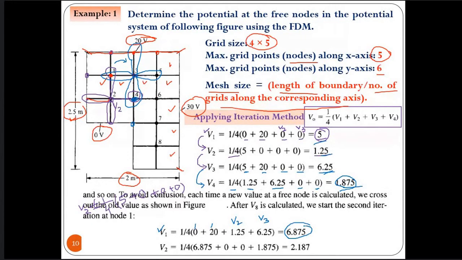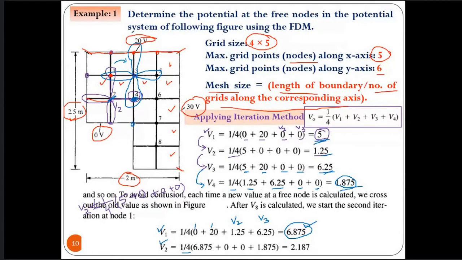It becomes 6.875. So in the second iteration step, V1 is no longer 5, but it is 6.875. Now you write down the equation of V2. V2 will be 1 by 4. V2 means this one, 1 by 4.